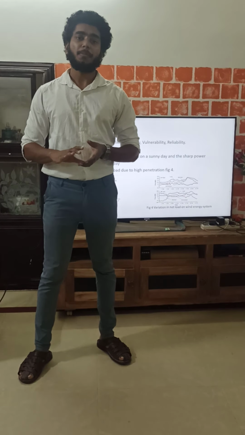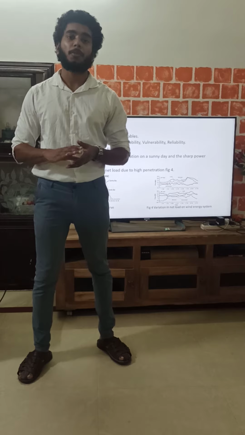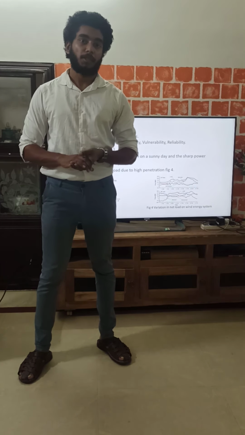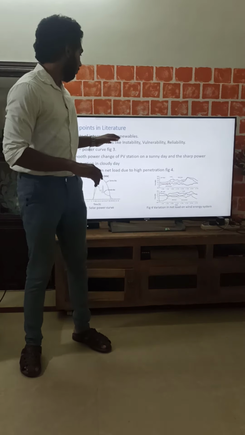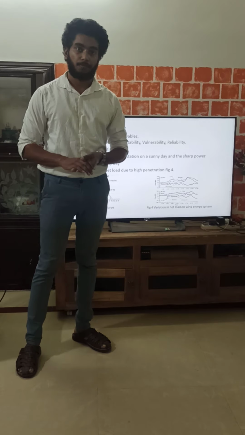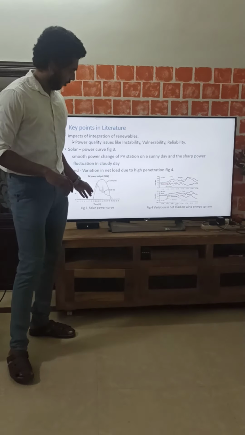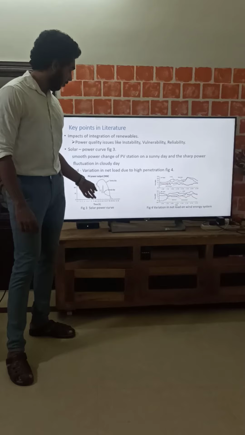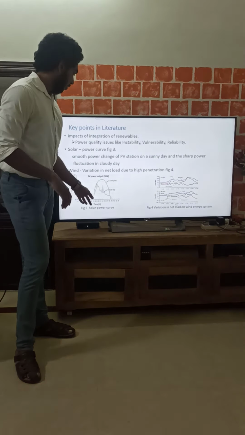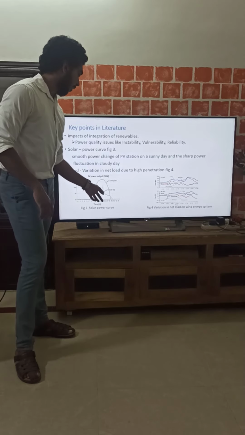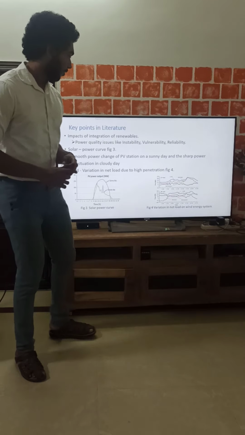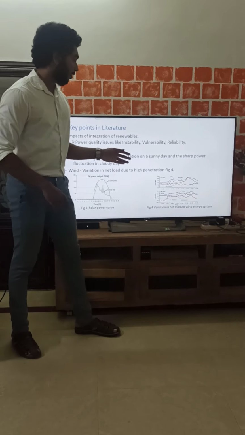So, is it 100% efficient to install a renewable energy system? No, there are some issues associated with it. The main issues are the power quality issues like vulnerability, instability, and reliability. Consider the case of solar. During a sunny day, the power curve is smooth. During a cloudy day, it shows fluctuations and spikes during the day. This causes uncertainties.